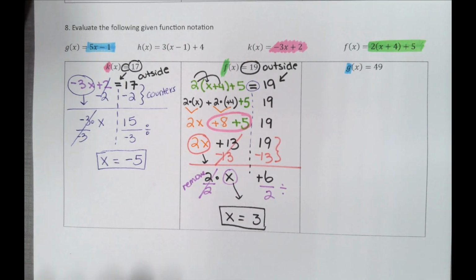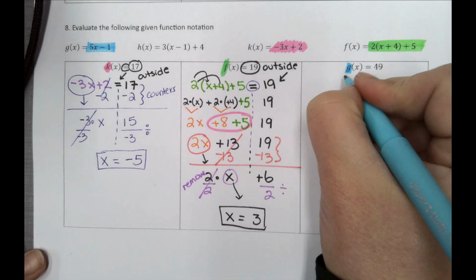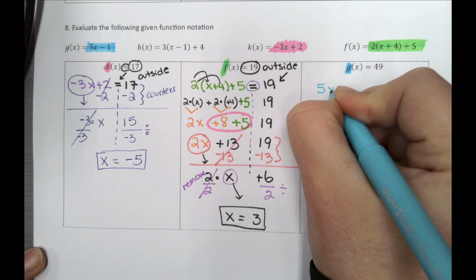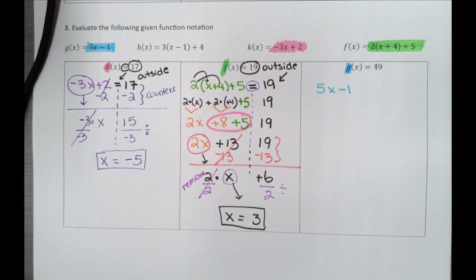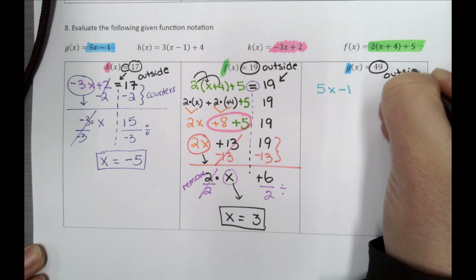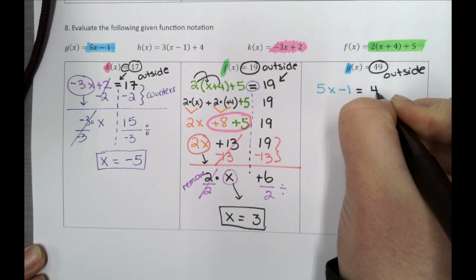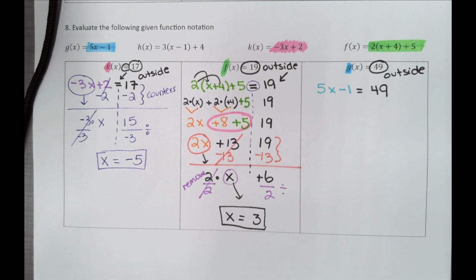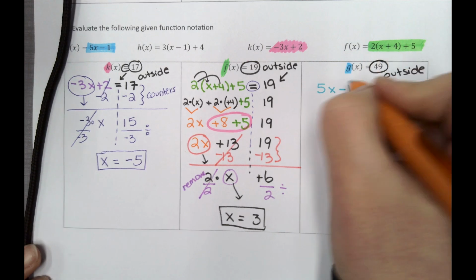There are going to be the next following 3 questions that I am not going to do for you. You are going to be in charge of that on your own. Our g function is 5x minus 1. Notice we have 49 on the outside. So we're going to place 49 equals on the outside. This is a two-step equation, so a little bit easier than the one in the middle here.